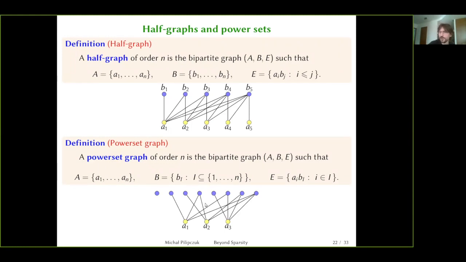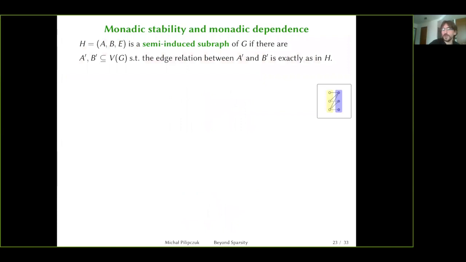And the power set graph is something that I already defined before. On one side, I've got n vertices. On the other side, I've got 2 to the n vertices. And for each subset of the one side, I've got a vertex that sees exactly this subset. So I will exclude those 2 structures as semi-induced subgraphs.